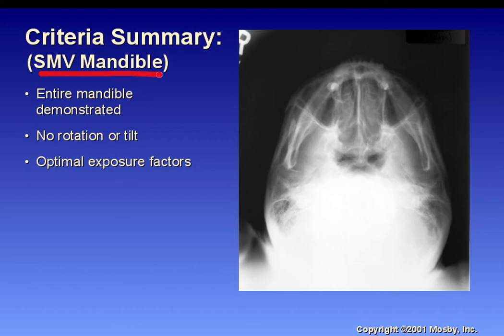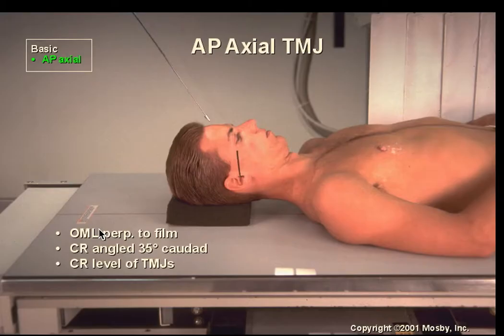The SMV. Basically, an SMV is an SMV. When you set up for SMV of the skull, SMV for sinuses, SMV for mandible, that is what you're getting in the entire thing. So entire mandible demonstrated, which you have right here, okay? You just don't want rotation, so no rotation one way or the other, no tilts back and forth. You want a really nice mandible demonstrated in that SMV.